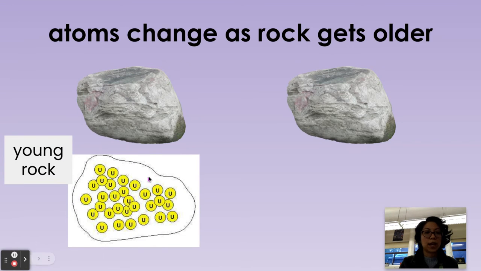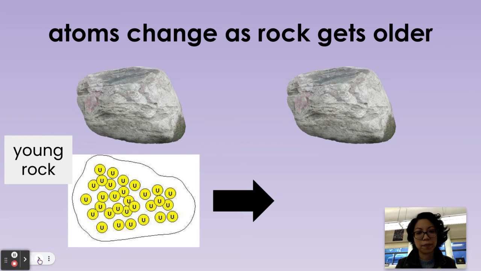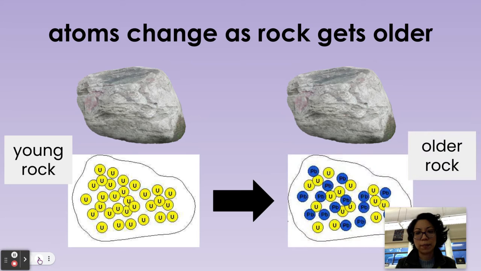So let's just pretend this rock was 100% uranium when the rock got made. That's not actually true, but we're just going to pretend, okay? So when the rock was born or made, it was 100% uranium. And then over time, some of that uranium became lead. If we found two different rocks, we would know that this one's probably older because it has more lead in it.